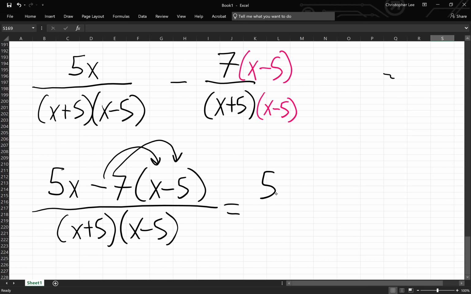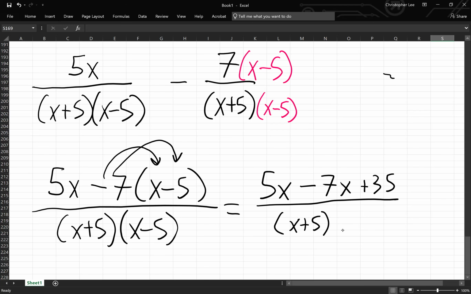So I have 5x, what? Minus 7x. Good. 7 times 5, help me out. 35. Positive or negative? Yes, multiplying two negative numbers. Very good. And then you transfer the same denominator. That's it. No, one more step.